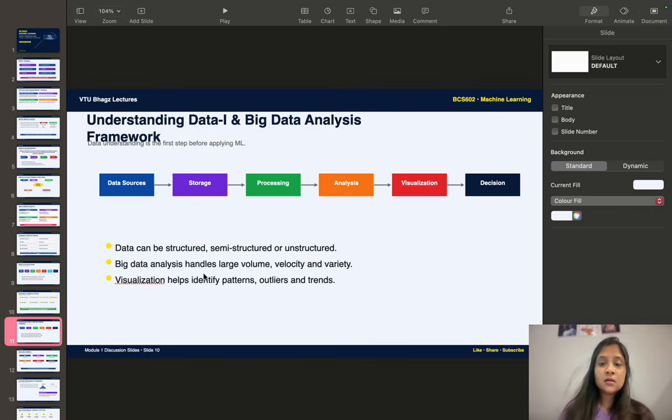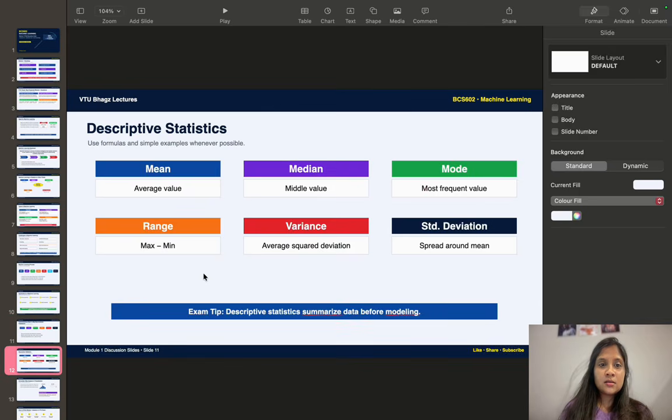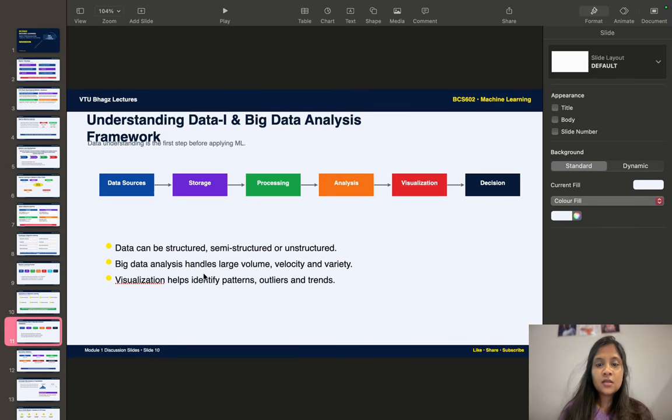Next is big data analysis, right? The big data analysis framework explains how large data is collected, stored, processed, analyzed, and visualized.